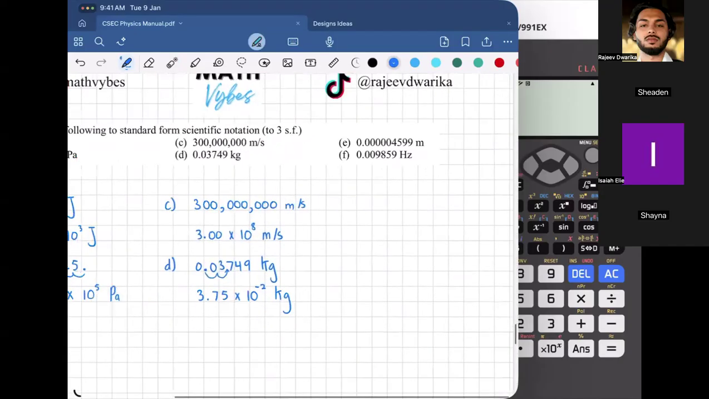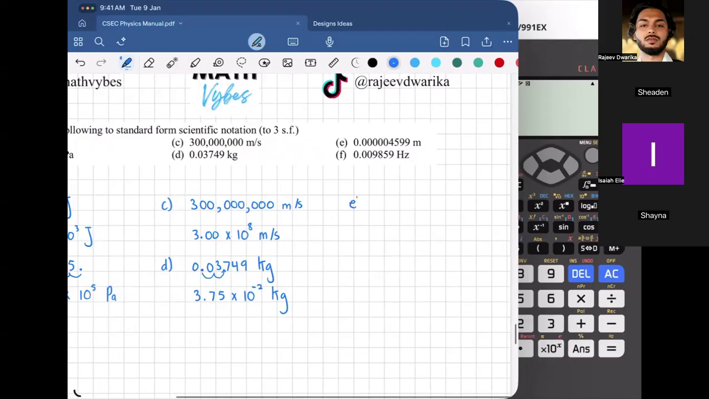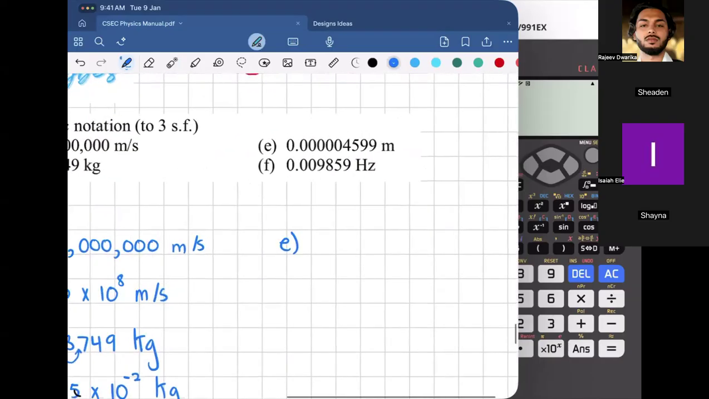Shay, help me with E and F. You would move the decimal point to the right, causing it to be a negative power, and it will be 4.5 multiplied by 10 to the power of -6.